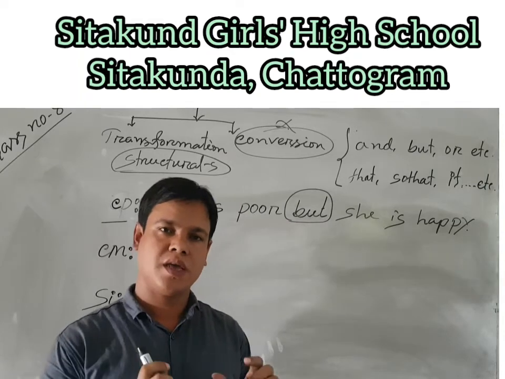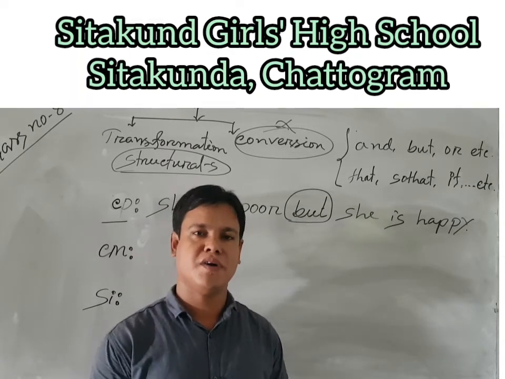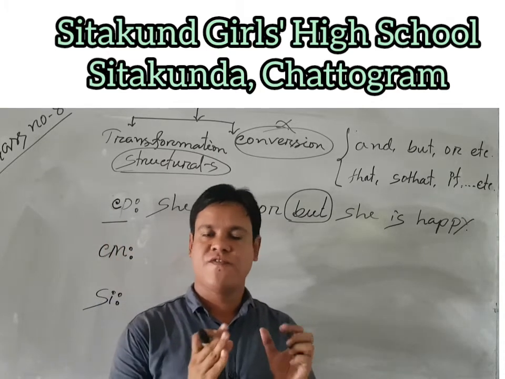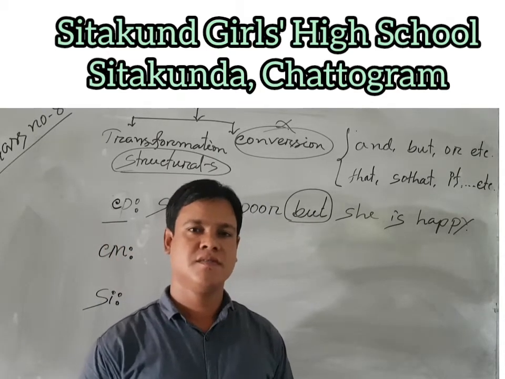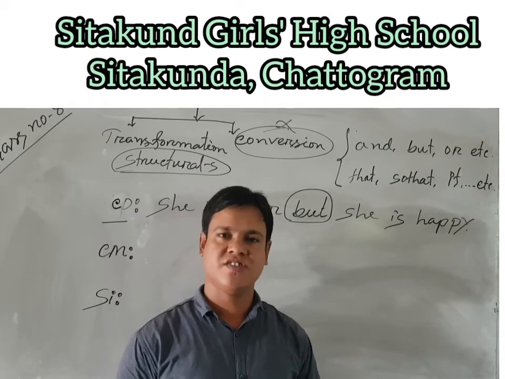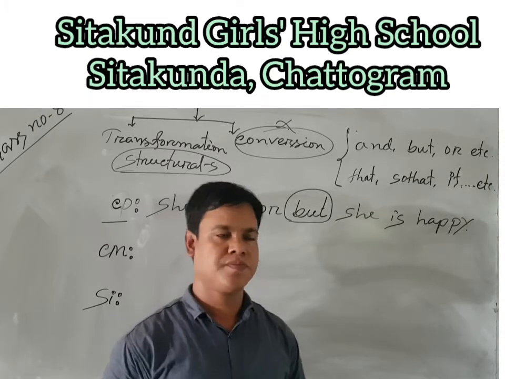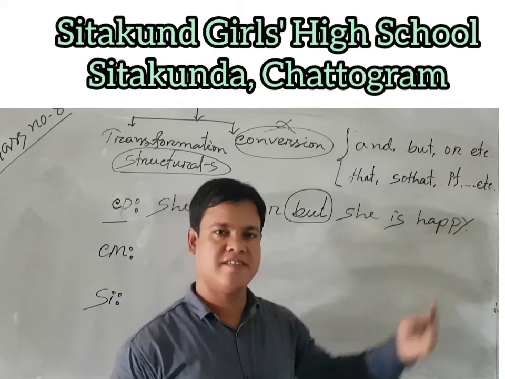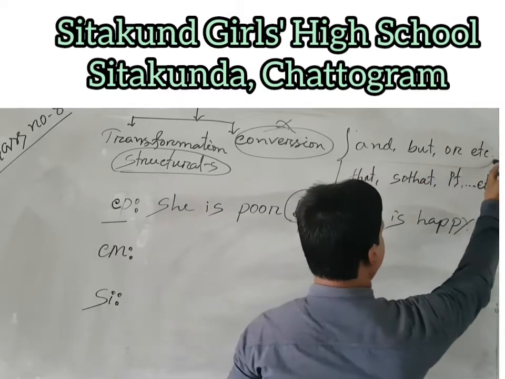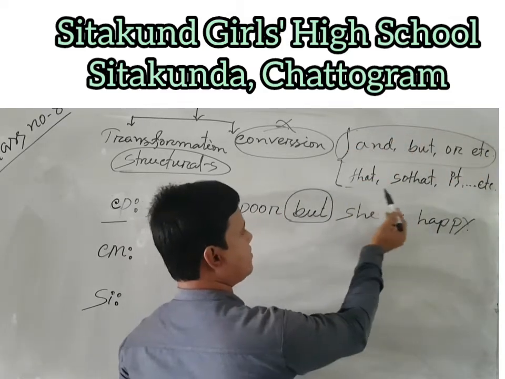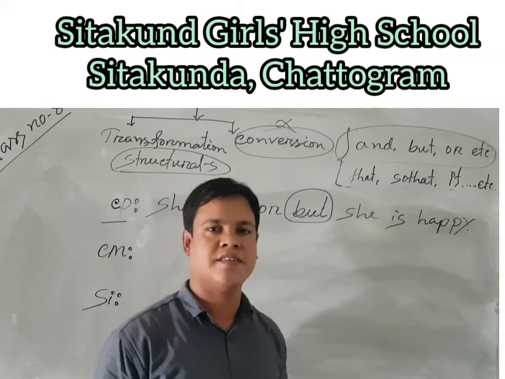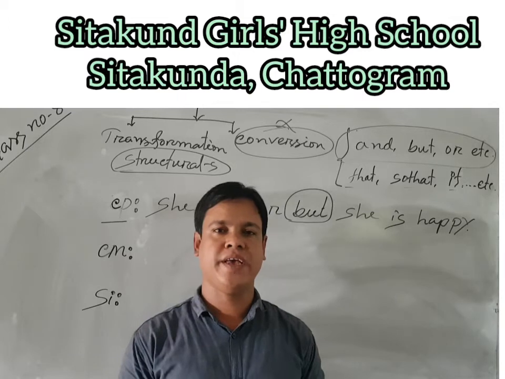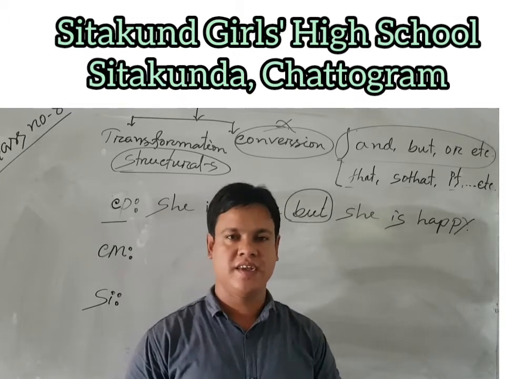So if we want to discuss compound sentence or complex sentence, that means structural sentence, at first we have to discuss conjunction. Conjunctions are of two types: subordinating or coordinating. And, but, or, etc. These are coordinating conjunctions. That, so that, if, unless, though, although, when, while, where, how, which, these are subordinating conjunctions.